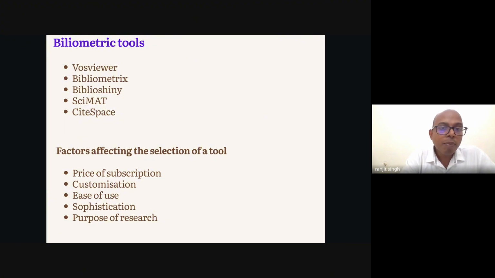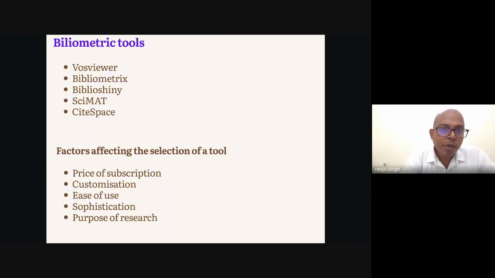So better you go for free and open source software. So what is open? That is Bibliometrix, VOSviewer, or Biblioshiny. These are open source software. You don't need to pay and you can easily use. And there is also a website called bibliometrix.org. They have provided all the information related to how to use Bibliometrix, how to download, how to run in R. Everything is there. You can read and you can understand.